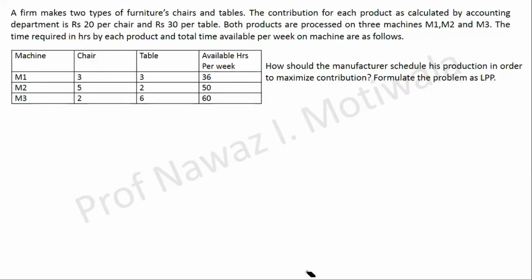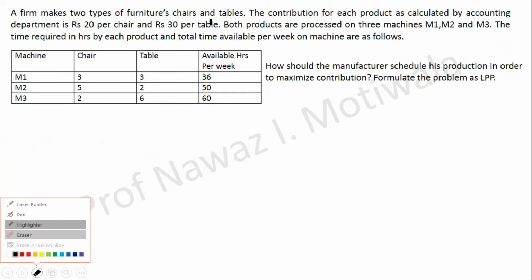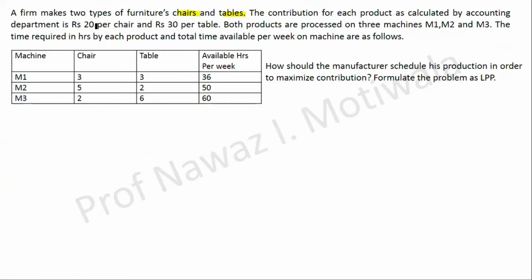A firm makes two types of furniture, chairs and tables. As my regular practice, I will highlight the important points. So there are two types of furniture, that are chairs and tables. The contribution for each product as calculated by the accounting department is rupees 20 per chair and 30 per table. Okay, so profit is given to us.